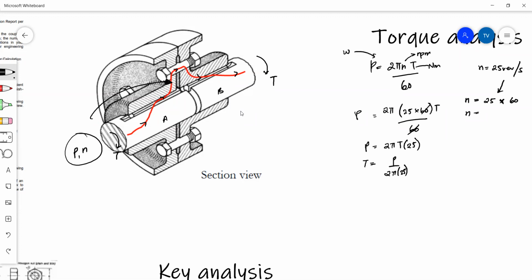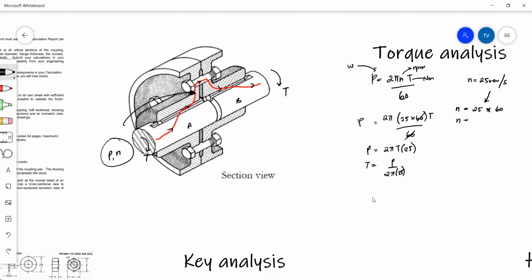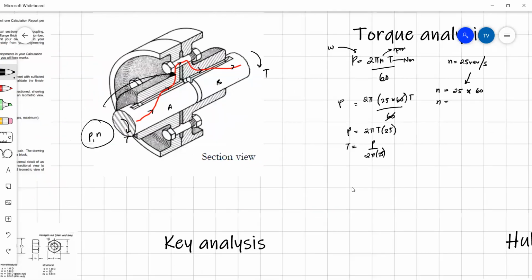Making T the subject of the formula, we can find our torque. Because we know our power, the power is given in the question. We know our n, so this is how we would do the torque analysis. And this is always step one. You have to find out what exactly is the type of torque or the type of power that you're trying to transmit from one shaft to the other. All clear? Yes. All right, great.